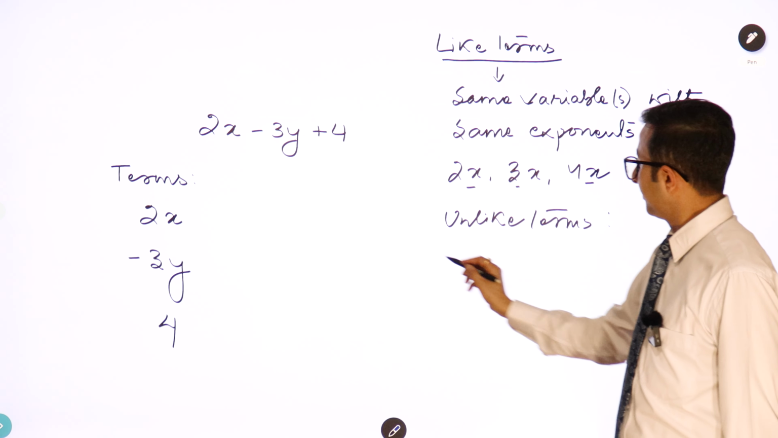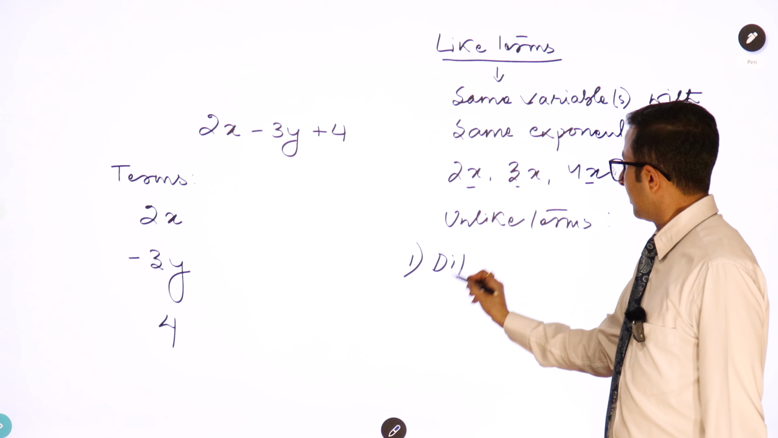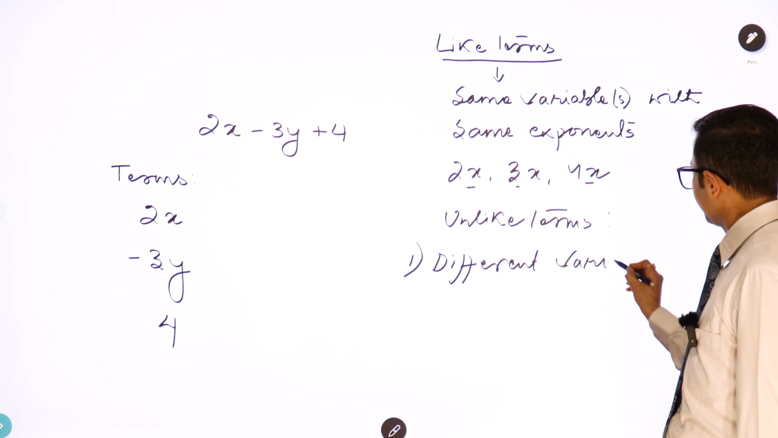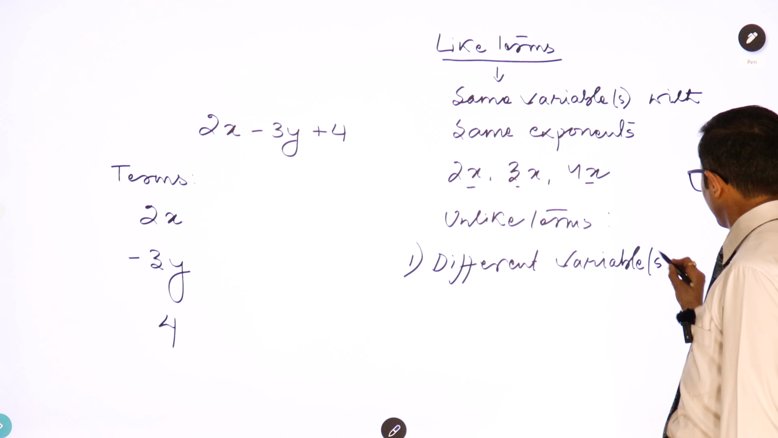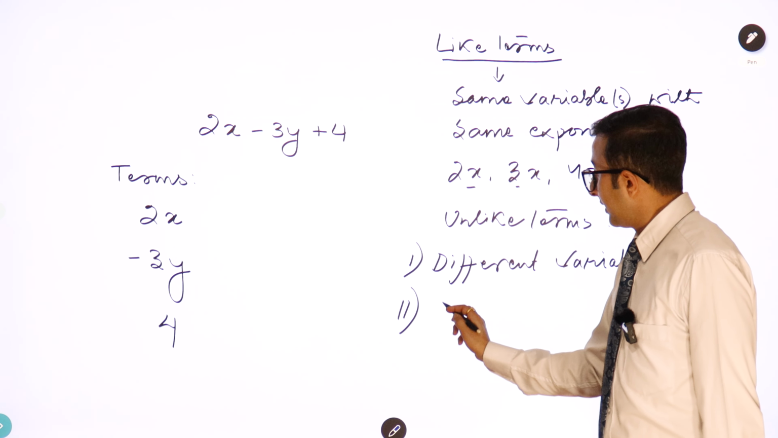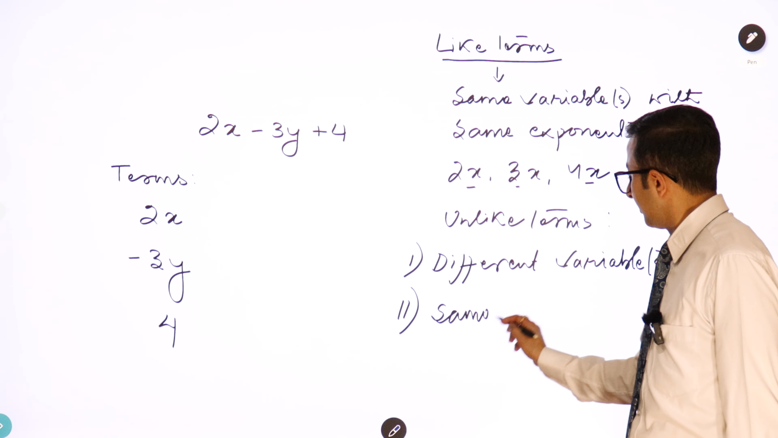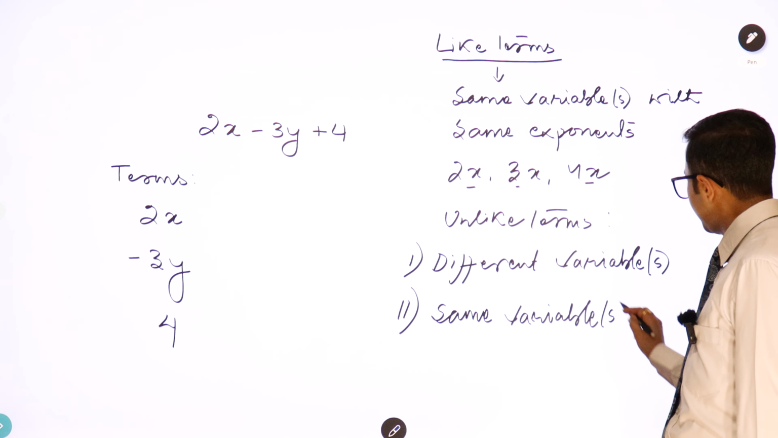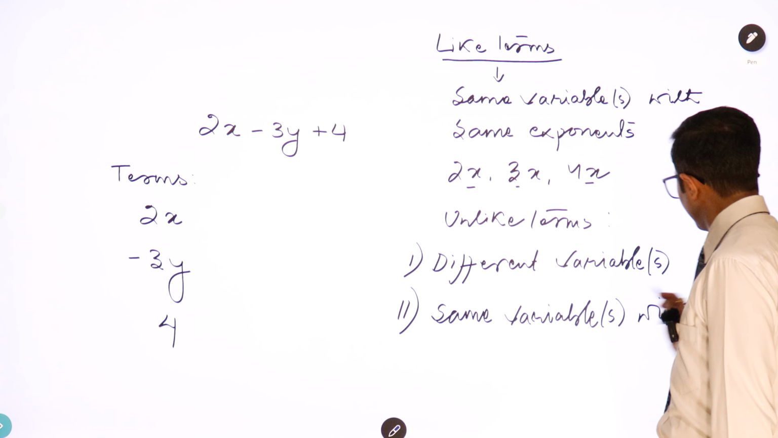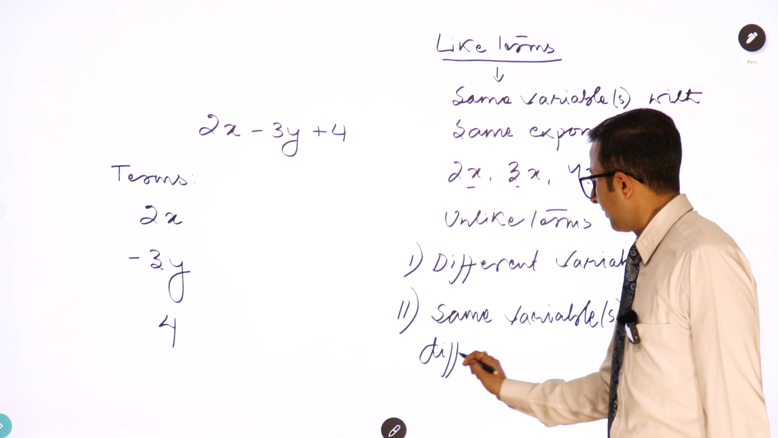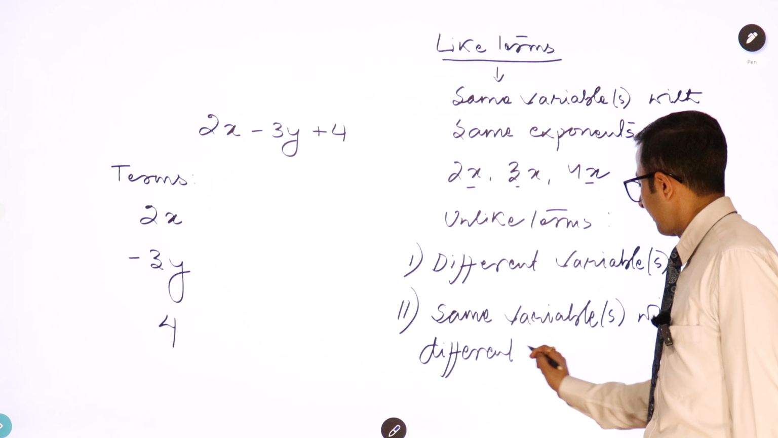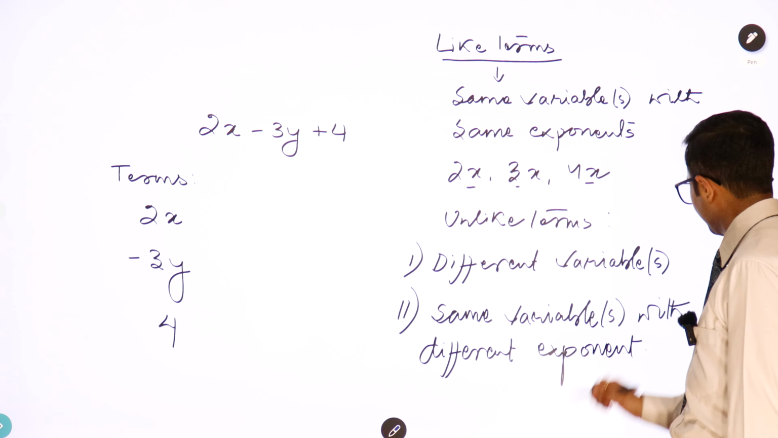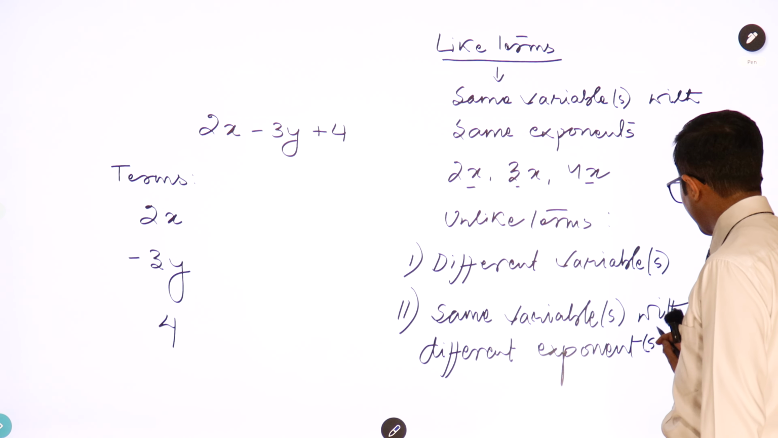Next is unlike terms. Two cases may be there. Number one, different variable or variables, or same variable or variables with different exponent or exponents. Then we can say that they are unlike terms.